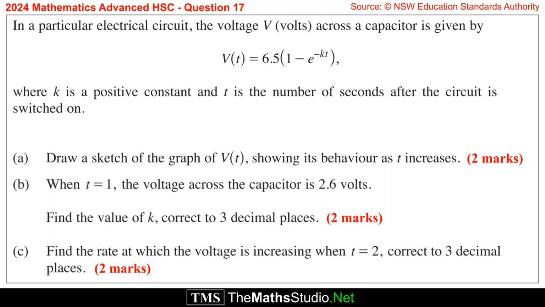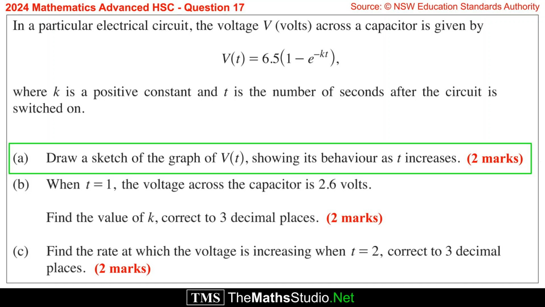Question 17. In a particular electrical circuit, the voltage V, volts, across a capacitor is given by V of t equals 6.5 times (1 minus e to the power of negative kt), where k is a positive constant and t is the number of seconds after the circuit is switched on. Part A. Draw a sketch of the graph of V of t showing its behaviour as t increases.